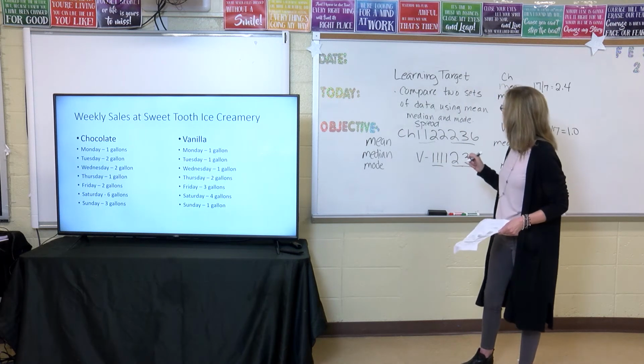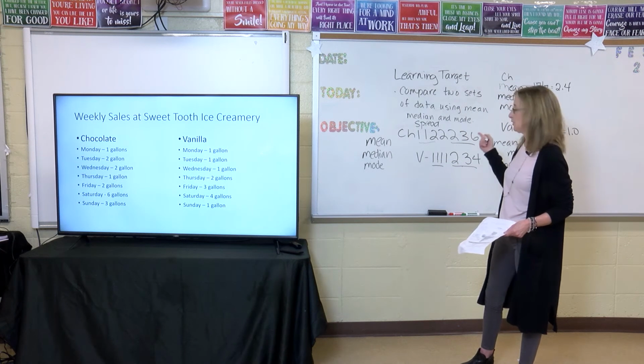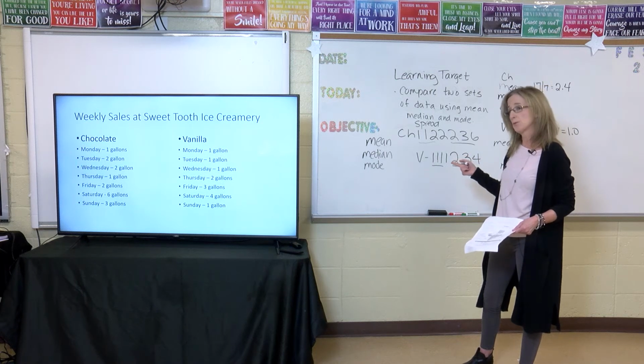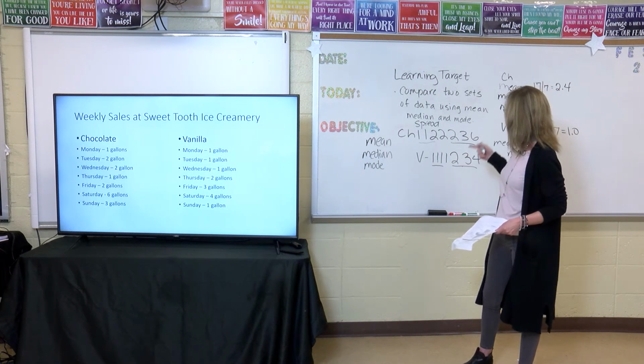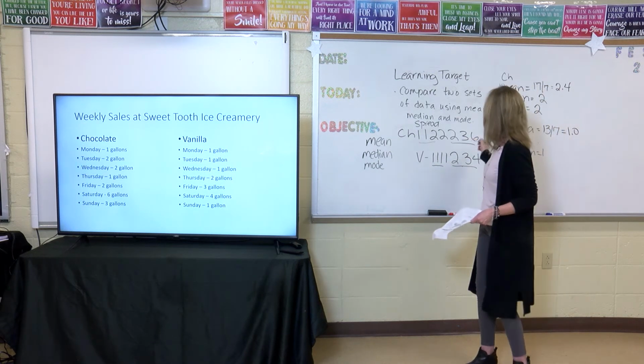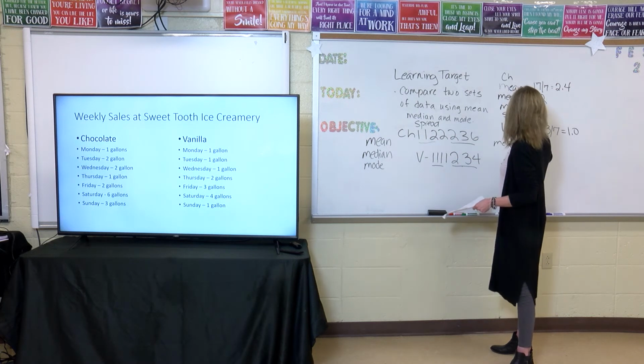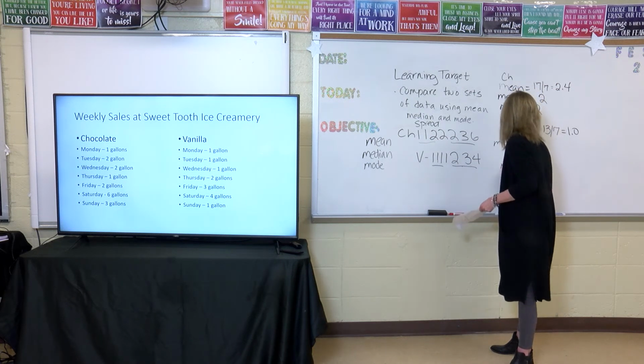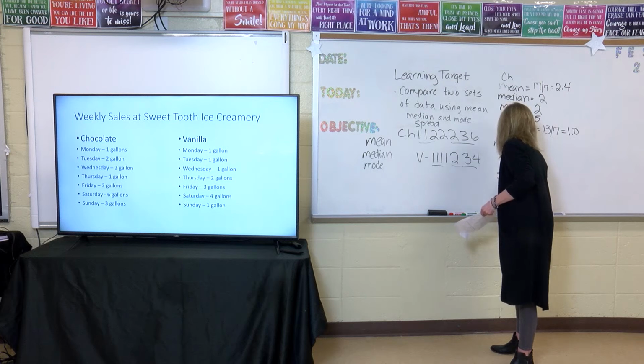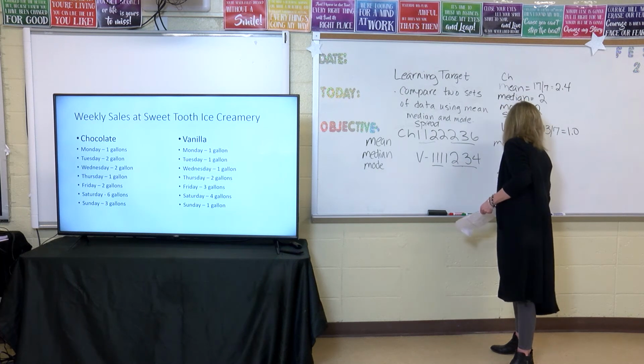Now, what do I do next? I want to look at the spread. What did we say the spread was? The difference between your high and your low. So my spread for chocolate, 6 minus 1 is 5. And my spread for my vanilla, 4 minus 1 is 3.